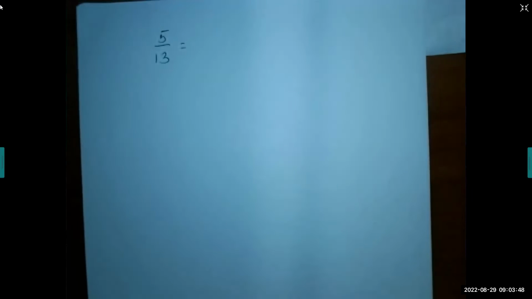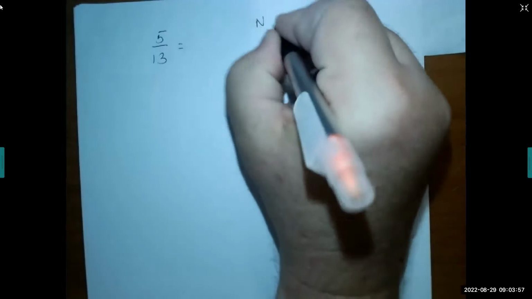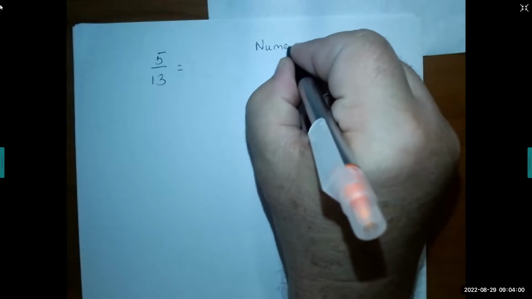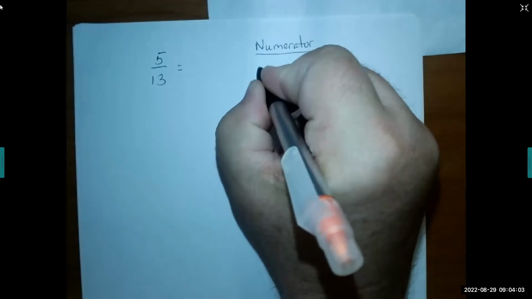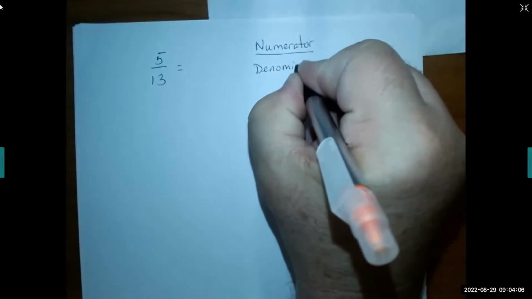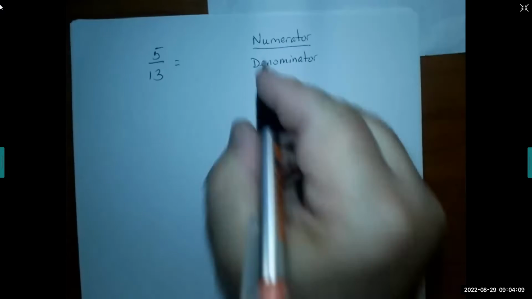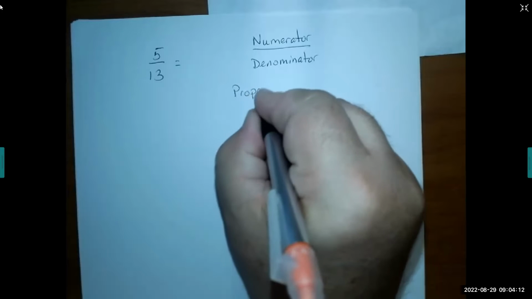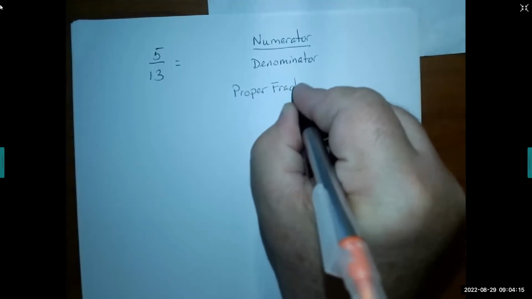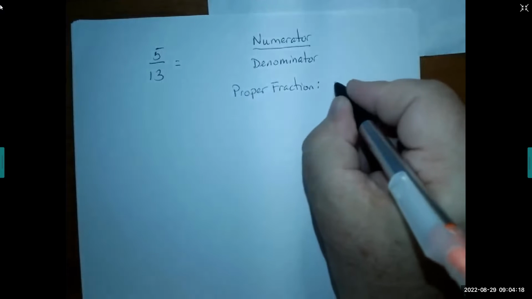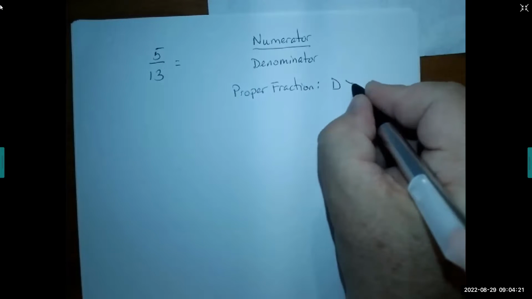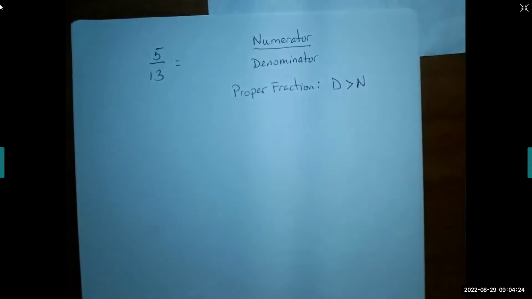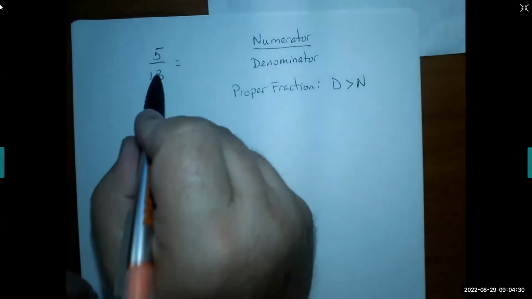Is that proper or improper? Remember, a fraction is made up of the numerator over the denominator. For a proper fraction, the denominator is bigger than the numerator. So the bottom is bigger. Is the bottom bigger? Yes. So that's a proper fraction.